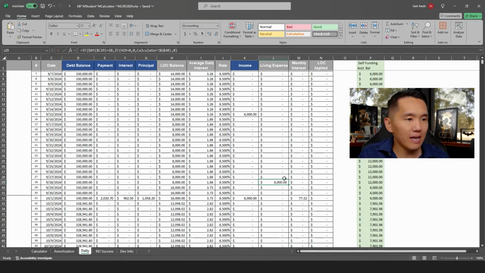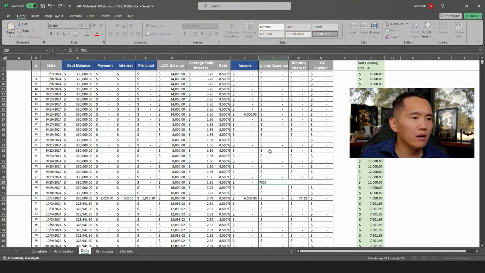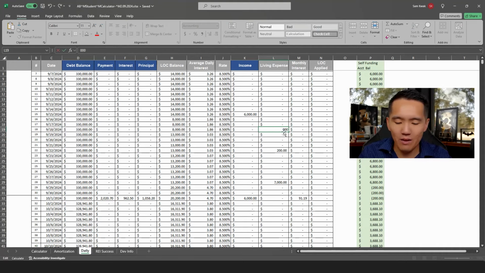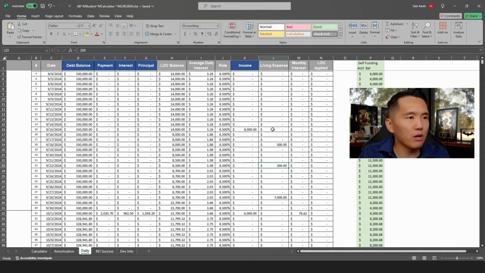Okay, instead of this $8,000 lump sum, we're just going to put $7,000 here. We're going to scatter some of the expenses out here. Not 2,000, but 200, 500. There we go. 500, and the last we're going to put 300 over here somewhere. All right, we're going to spread it apart, just to be transparent and realistic to an ideal scenario, okay?